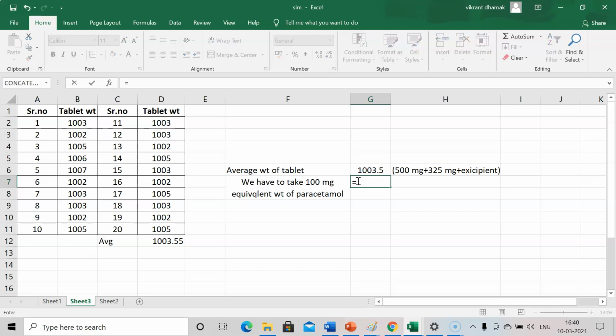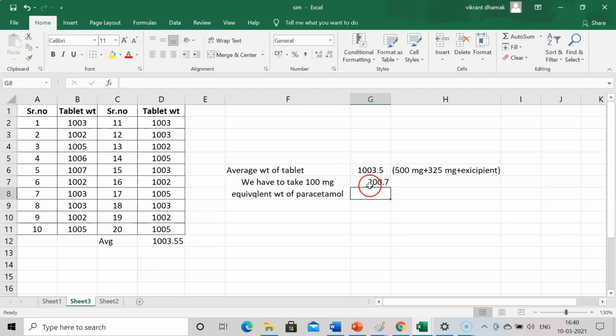So press equal to, after that 100 milligram we have to calculate, and after that shift plus star. You press star, so star indicates multiplication. So multiplied by this average weight, and divided by 500, because why we are taking 500: the paracetamol in the given tablet is 500 milligram, so we are taking the 500. Press enter, you will get the equivalent weight.